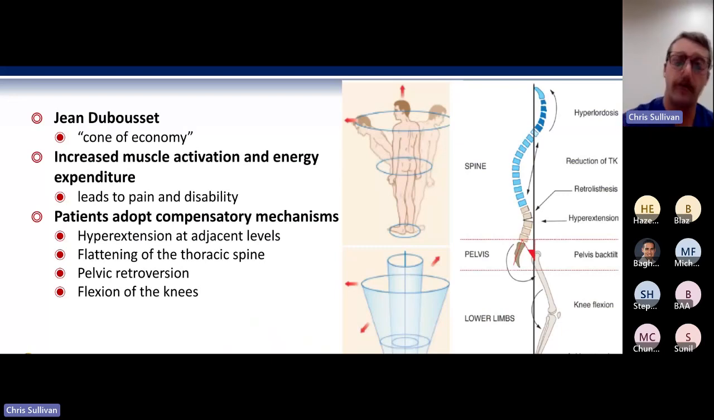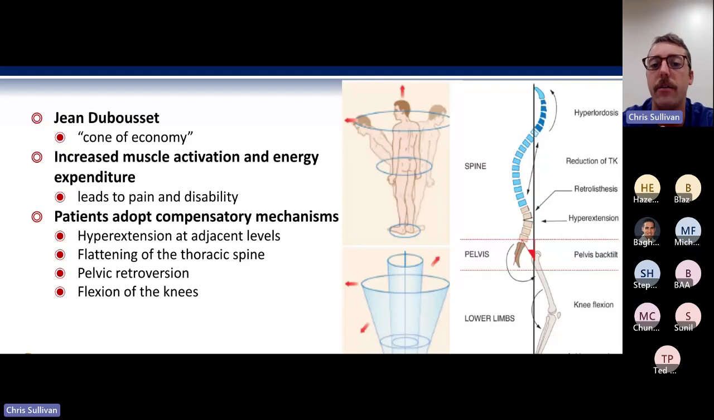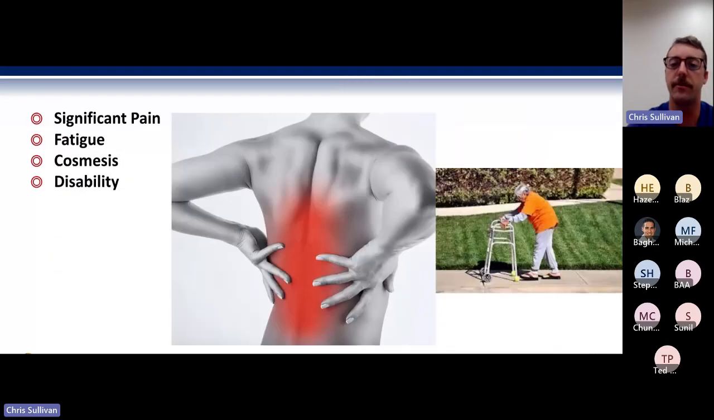As people's deformity gets worse and worse, they expend more energy. There are several compensatory mechanisms that help combat that. You can have hyperextension at adjacent levels. You can have flattening of, or a change in, the thoracic kyphosis to help adjust. You can have significant pelvic retroversion or change in your pelvic tilt, as well as flexion of the knees. Those all are compensating measures to keep your head over the top of your sacrum and to maintain your balance within that cone of economy to decrease the muscular expenditure.